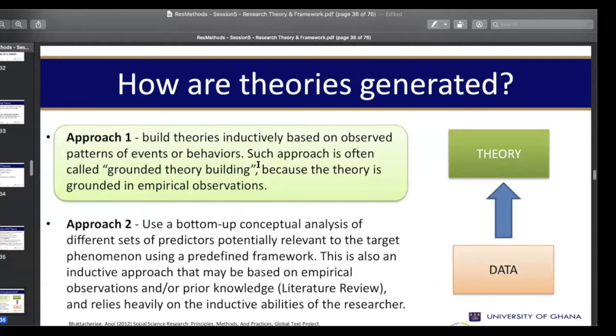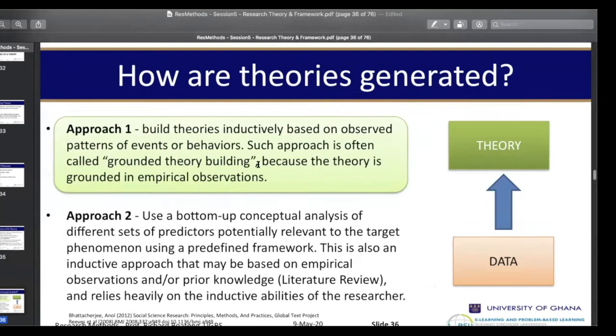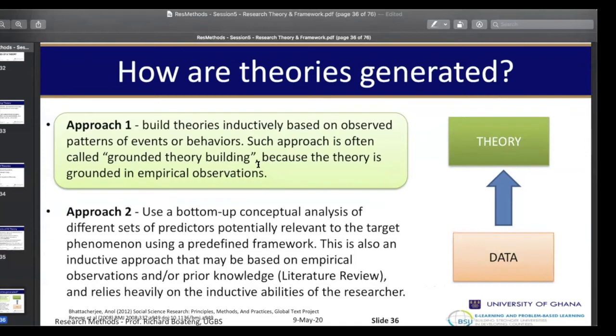Okay. Now, how are theories generated? Theories are generated in four key ways. It could be more, but four key ways. The first one is when people have data and they study the data. They can study the data to observe patterns. They take the data, study it for some time and observe patterns, and they end up coming up with a theory. Oh, this is how things work.